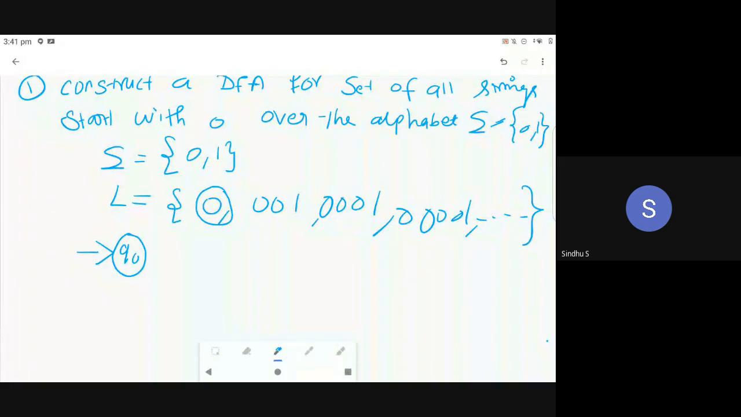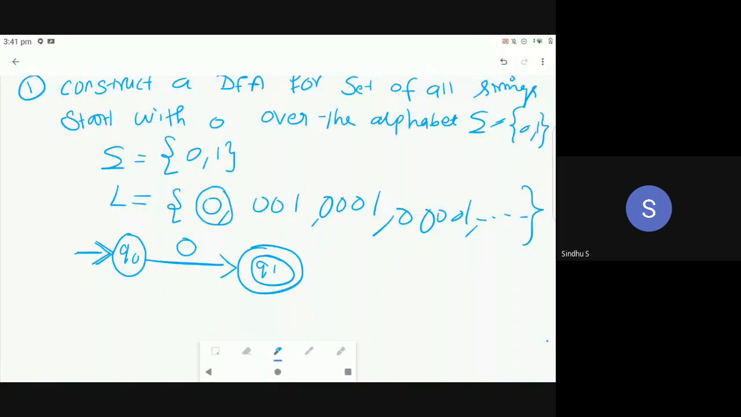Any DFA diagram should be constructed with the minimal case. So when you apply 0, it will go to the final state. Fine. Now I took the minimal case and I have done with the diagram. See, this is the initial state, as I have told you, with an incoming arrow with no input symbol. The final state is a double circle.